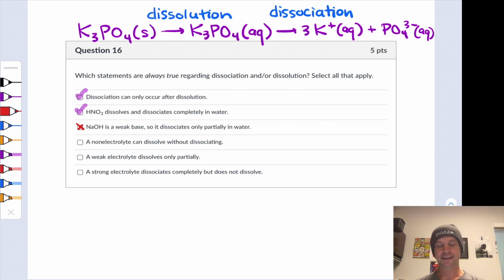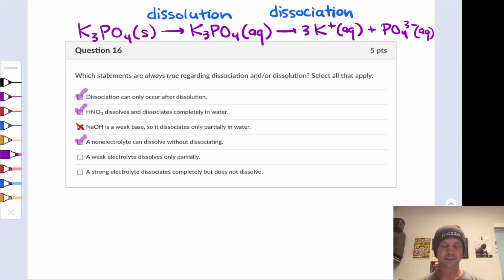A non-electrolyte can dissolve without dissociating. This is 100% true, and a great example of this would be something like sucrose, which is table sugar, which absolutely can dissolve in water, but does not, for example, produce a conductive solution, or does not dissolve to give more particles than the number of particles we dissolved initially. And so a non-electrolyte like sucrose can, and in fact, quite often does dissolve without dissociating.